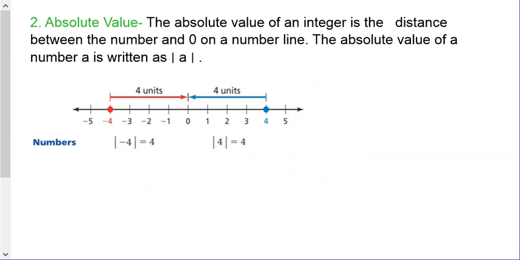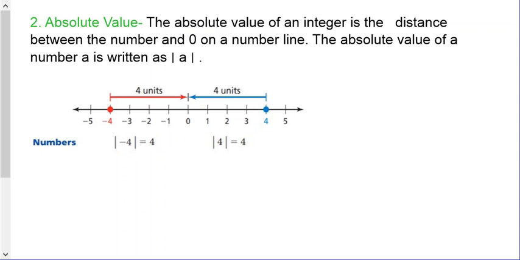All right, moving on. Number 2, absolute value. The absolute value of an integer is the distance between the number and 0 on a number line. The absolute value of a number a is written as |a|. If we look down below on the number line, you'll see 2 examples. The absolute value of -4 is equal to 4, and the absolute value of +4 is equal to 4, because when we're looking at absolute value, we're just looking at how far that number is from 0.